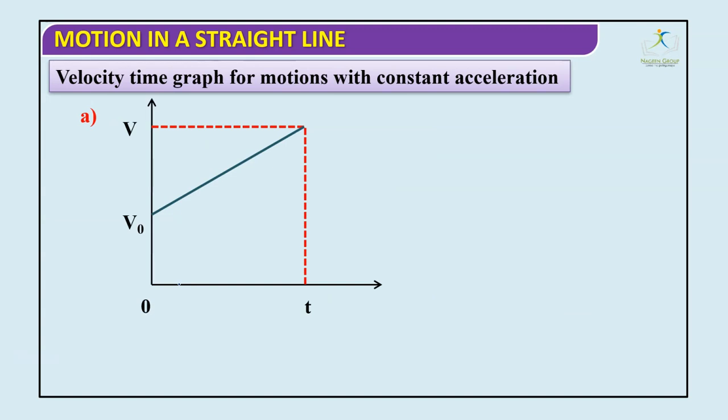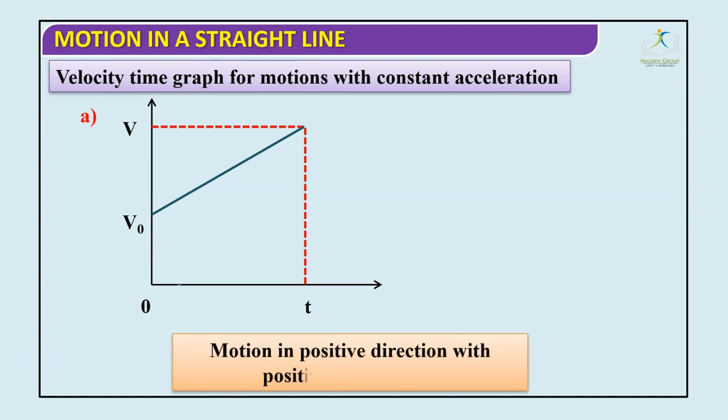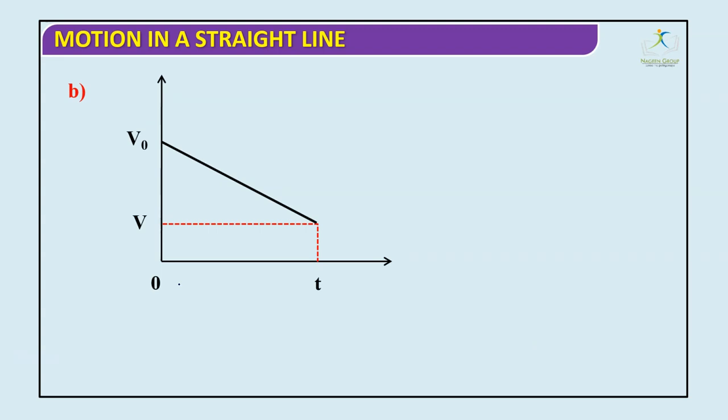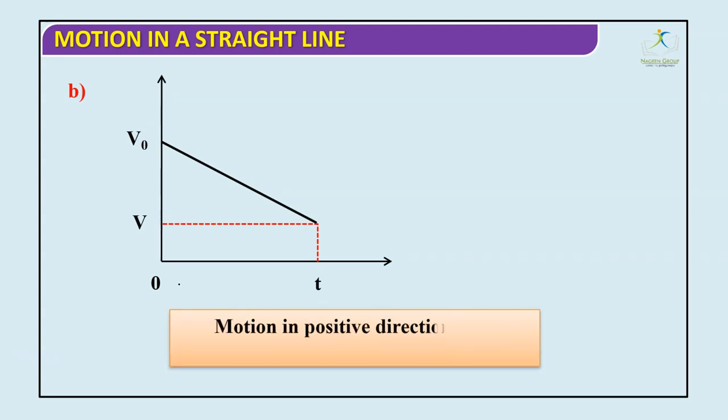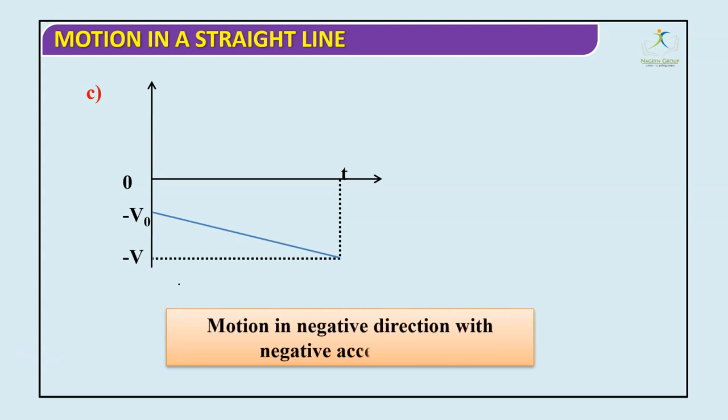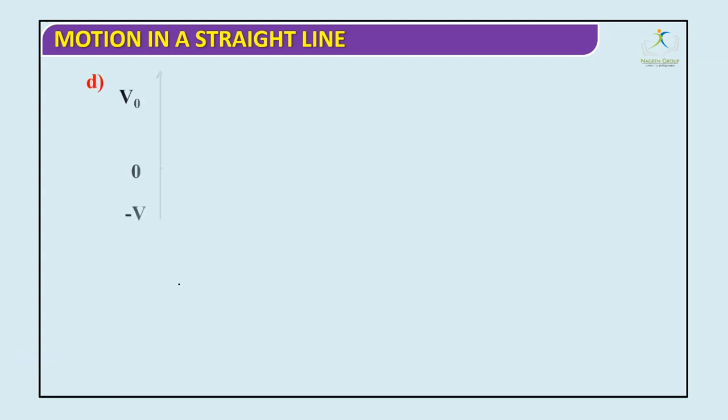Velocity time graph for motion with constant acceleration. From here we can also create the equations of motion. First, motion in positive direction with positive acceleration. Second, motion in positive direction with negative acceleration. Third, motion in negative direction with negative acceleration.